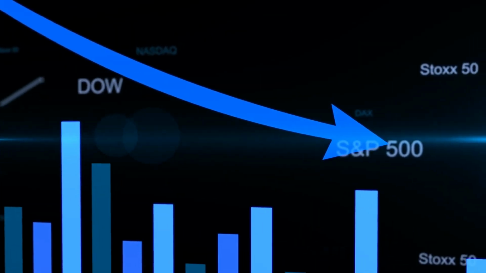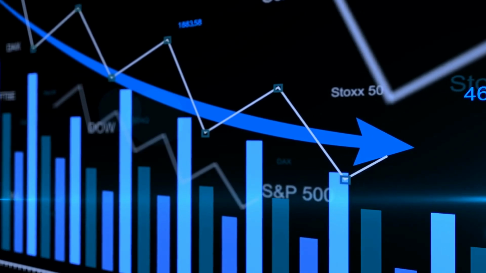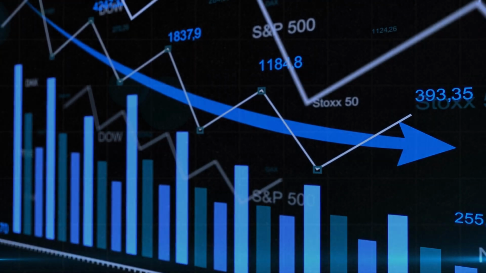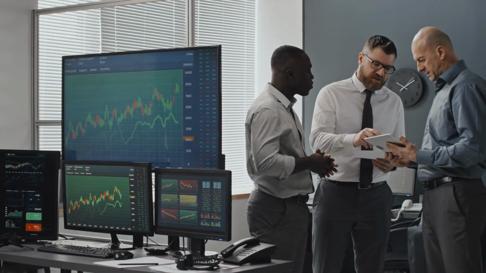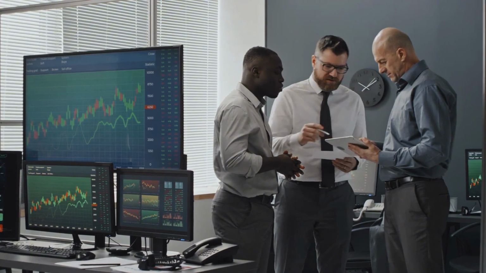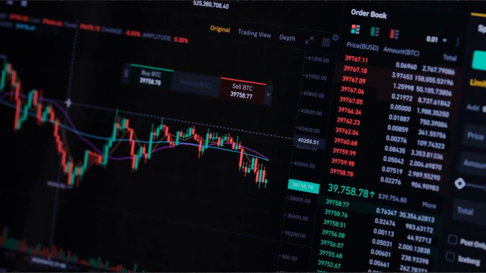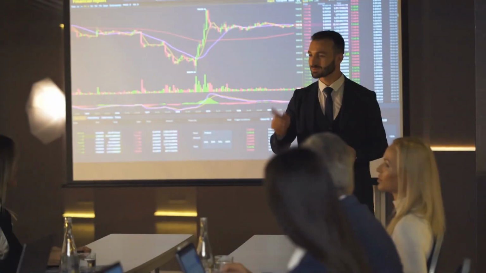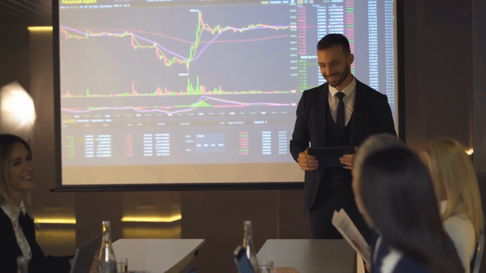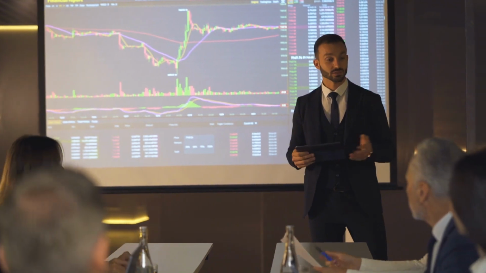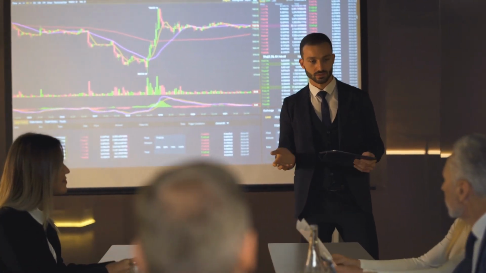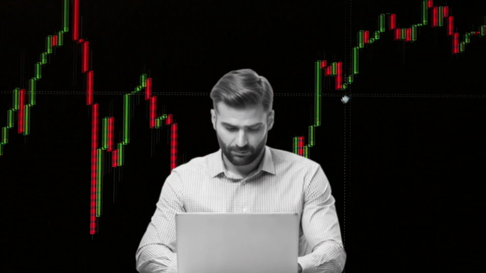So, here's the bottom line. Even though pips are the smallest movements in the Forex market, they have an outsized impact on your profits and losses. If you truly want to master Forex, you need to understand how pips work, how they're calculated, and how they relate to your overall risk and reward. The more you understand pips, the better you'll be at controlling your risk, making smarter trading decisions, and ultimately becoming more successful in Forex. The market moves in pips, and if you know how to track those movements, you can turn small changes into big profits.